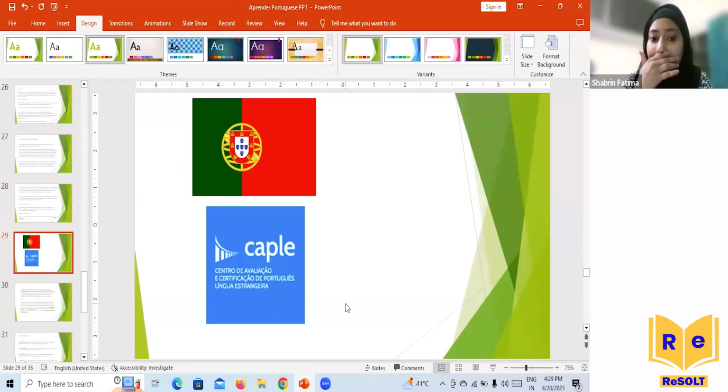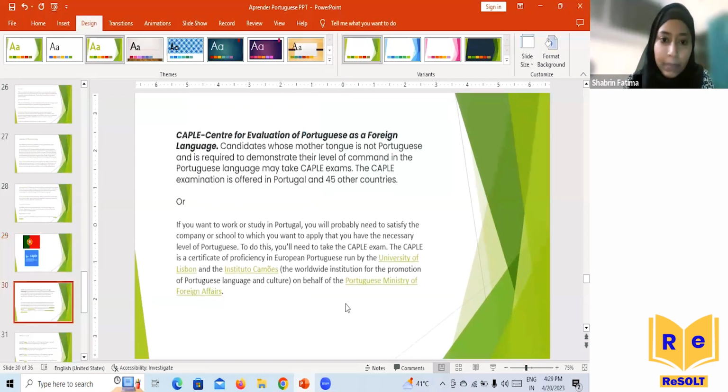Then we have another exam, that is CEPAL. CEPAL is for European Portuguese. CELPE-BRAS is for Brazilian Portuguese and CEPAL is for European Portuguese. Similarly, if you want to work or study in Portugal, you will probably need to satisfy the company or school to which you want to apply that you have the necessary Portuguese language skills. To do this, you will need to take a CEPAL exam. The CEPAL is a certificate of proficiency in European Portuguese run by the University of Lisbon. This examination is offered in Portugal and 45 other countries.